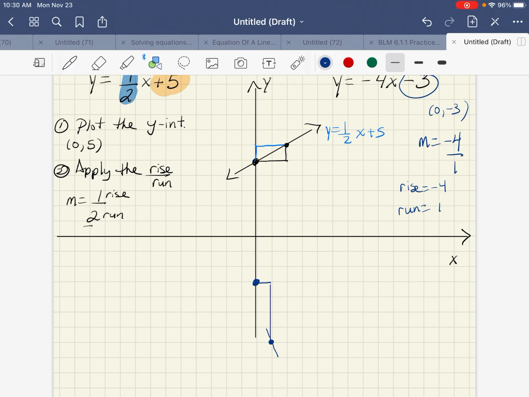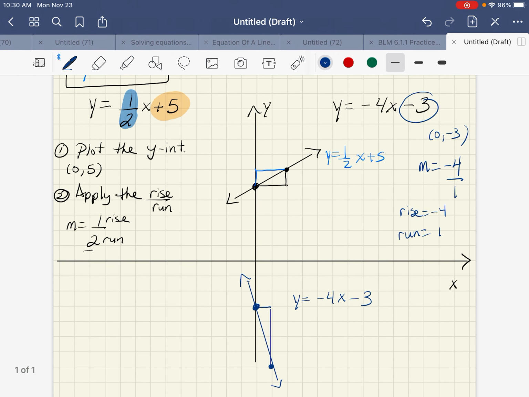And then from there, you can connect your 2 points. I'm just going to fix that up a little bit. And again, making sure you're putting arrows on the ends of your line to signify it goes infinitely one way and infinitely the other way.